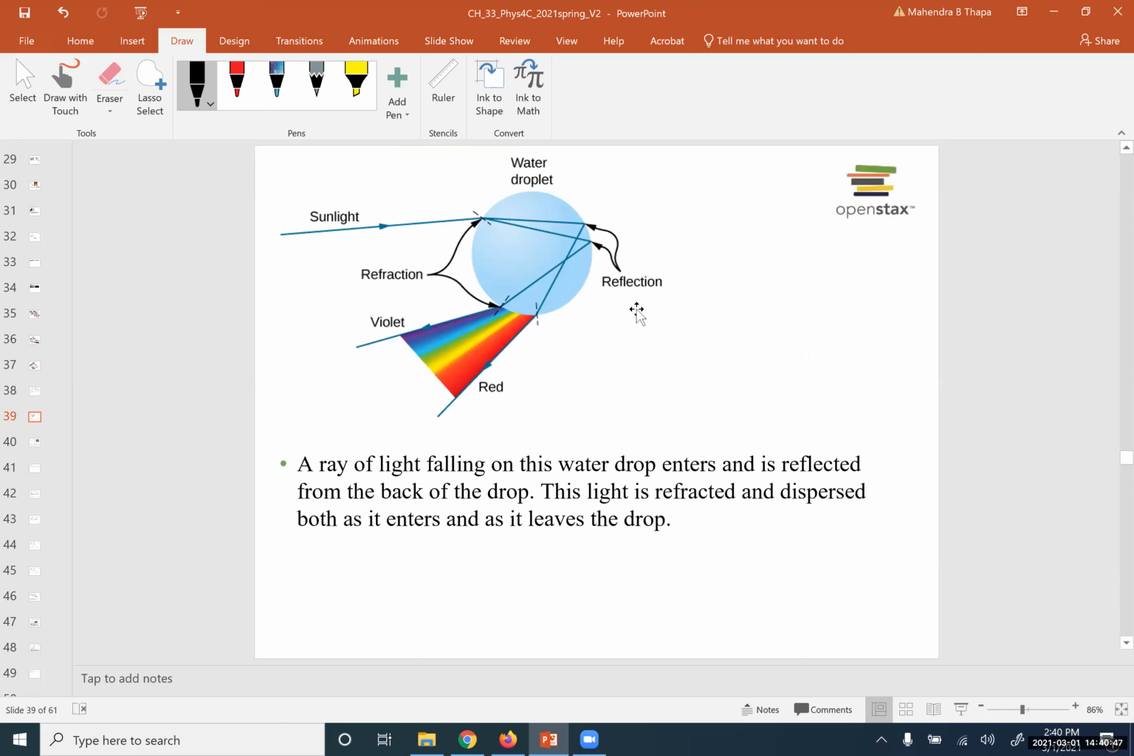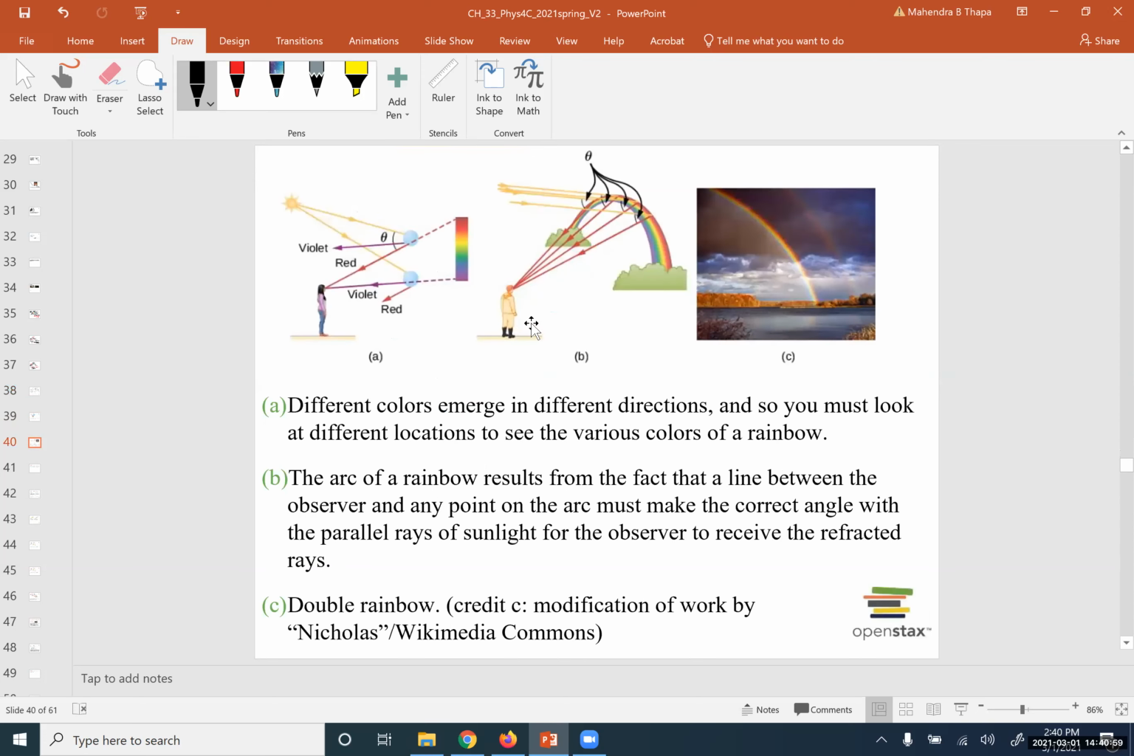These are the examples, not only the prism. If sunlight falls on a droplet of water, we can see the dispersion of light. These are the examples of the dispersion of light.